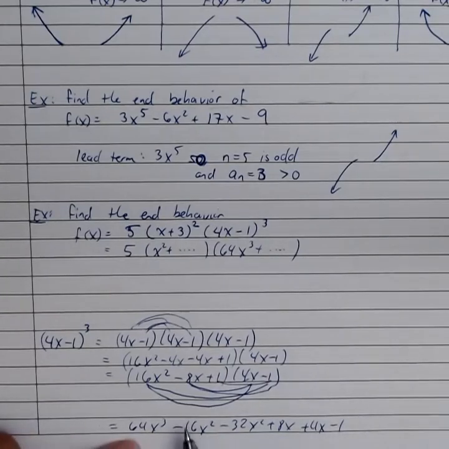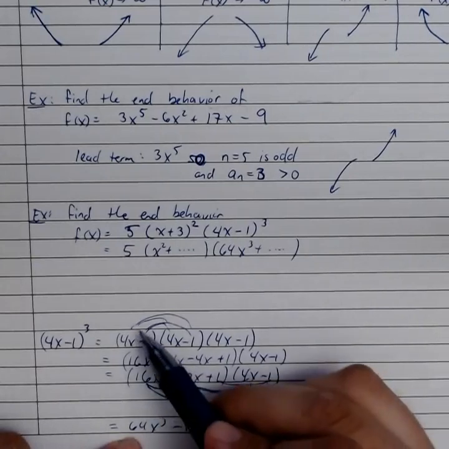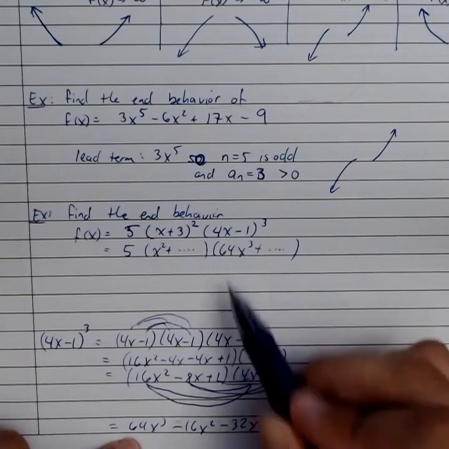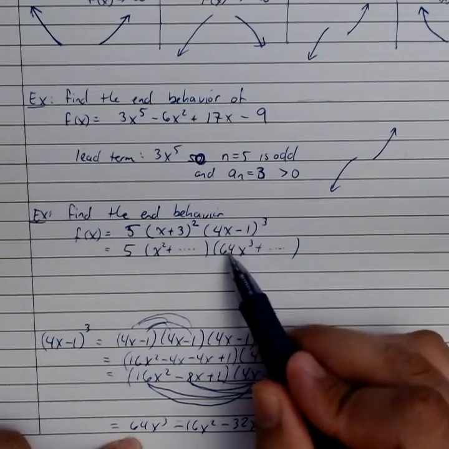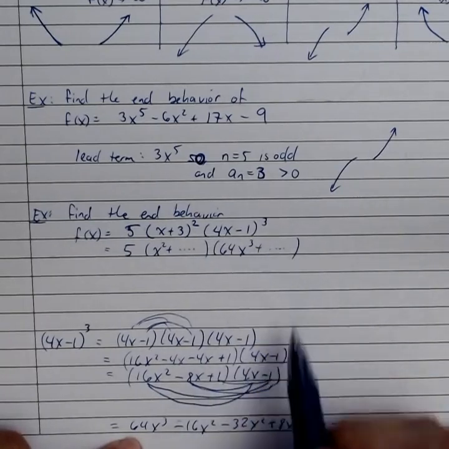But notice that in the end, all of these other terms are smaller in power than this one. So the lead term is going to come from this one right here. None of these mattered. So right here, the only term that actually mattered to me was 4x times 4x times 4x. So here, 4x to the third is 64x to the third plus, and I didn't know what those numbers were before, but notice they don't matter.